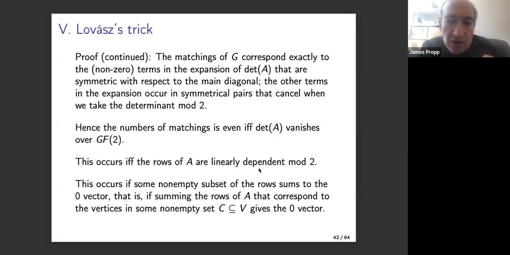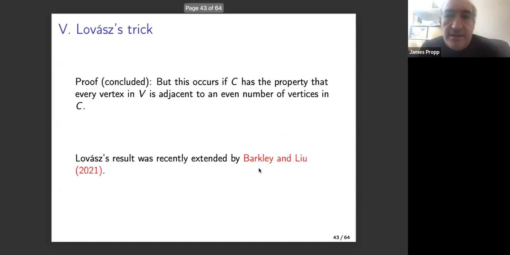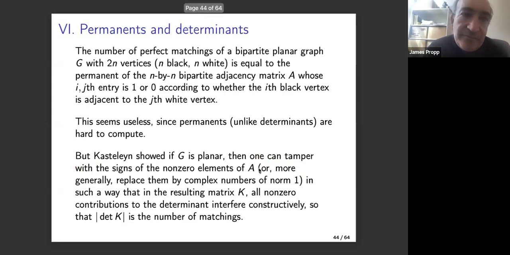So summing the rows of A that correspond to the vertices of some non-empty set C gives the 0 vector. But what does that mean combinatorially? That means C as a subset has the property that every vertex in V is adjacent to an even number of vertices in C. I have no idea how he came up with this, but it's no longer an isolated result because Barkley and Liu came up with extensions of Lovász's approach and Lovász's results. So all the red text in these things are live links in the PDF, so you can always learn more by going to the PDF and clicking them.